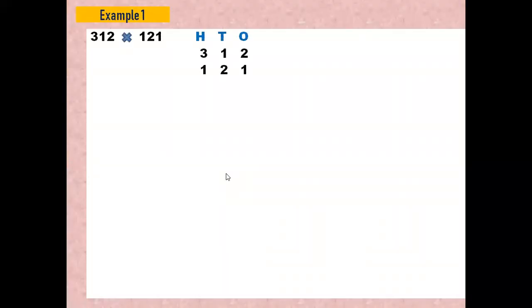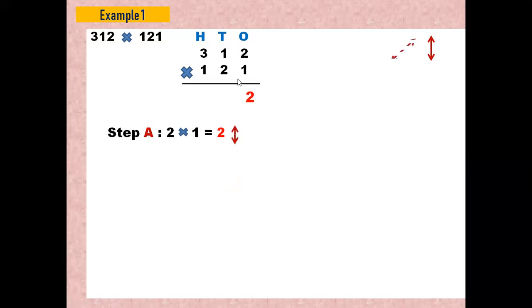So we multiply 312 with 121. We have lined up the digits under hundreds, tens and ones. The first step is we multiply the rightmost digits vertically. 2 times 1 is 2. Next we multiply crosswise and then we add. So 1 times 1 plus 2 into 2. 1 times 1 is 1, 2 times 2 is 4. So 1 plus 4 is 5.